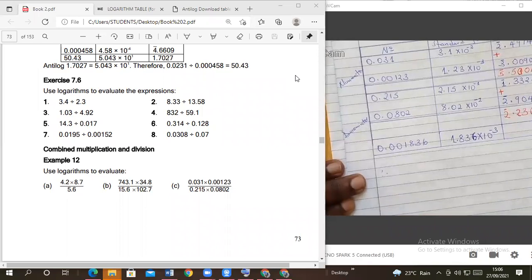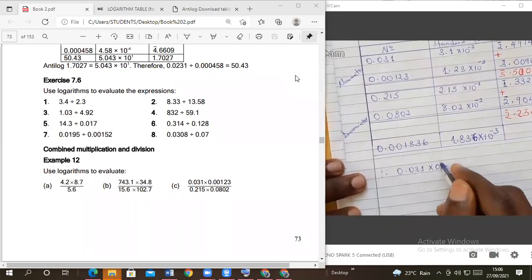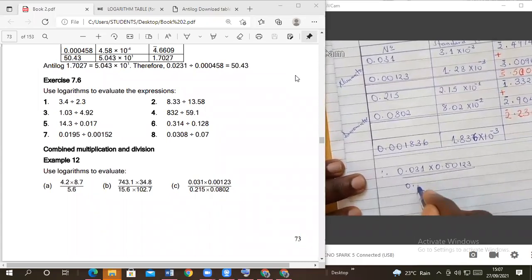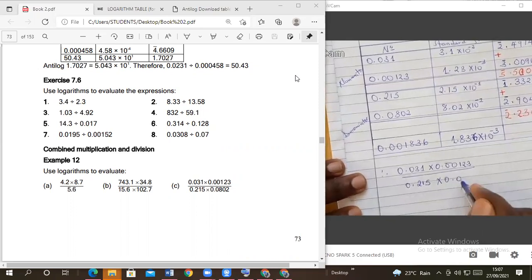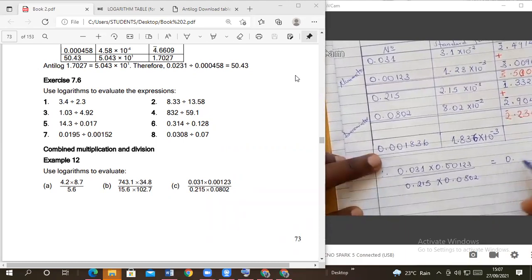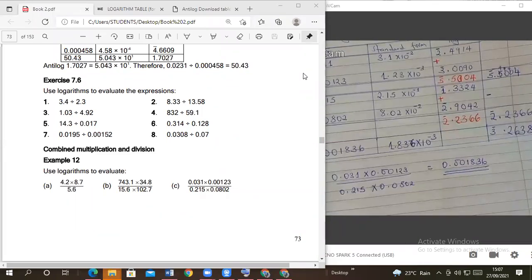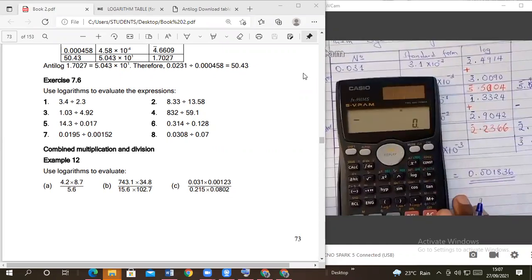So therefore 0.031 times 0.00123 divided by 0.215 times 0.0802. We got 0.001836. Can we prove our answer, members?